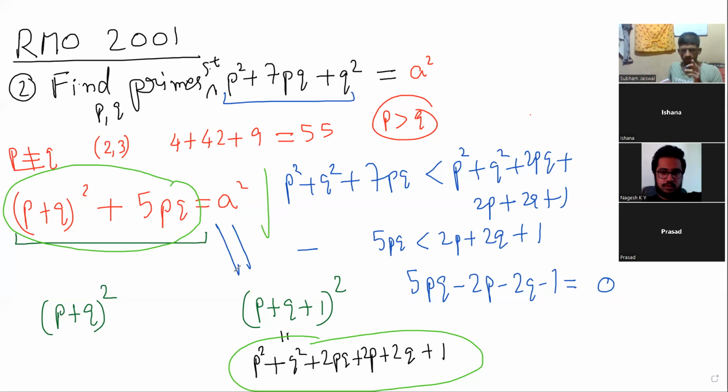So can this be 0? Can this 5PQ minus 2P minus 2Q minus 1 be 0? It cannot be 0, right? It's just impossible for it to be 0. Just look at this quantity. It cannot be 0. In fact, this is bigger than P plus Q plus 1. That's what I'm saying. You can already feel that 5PQ is big enough.